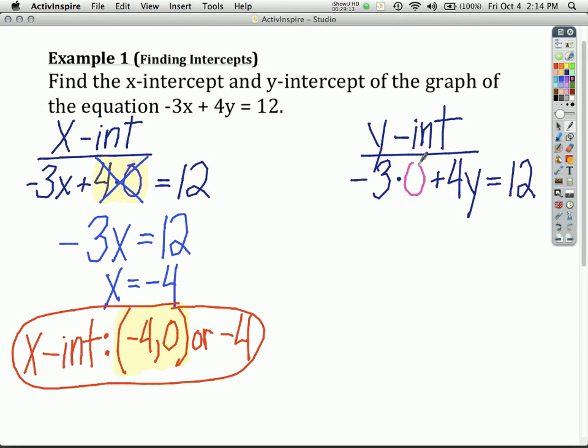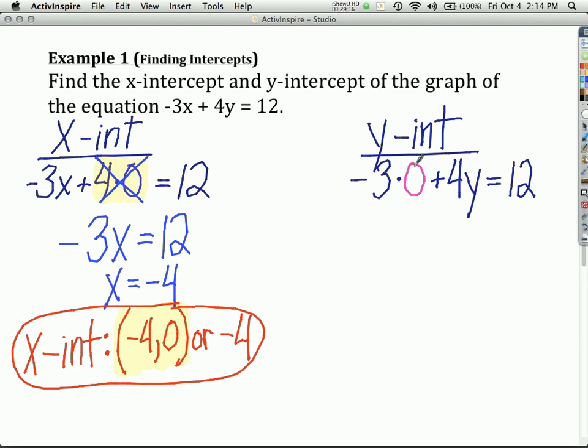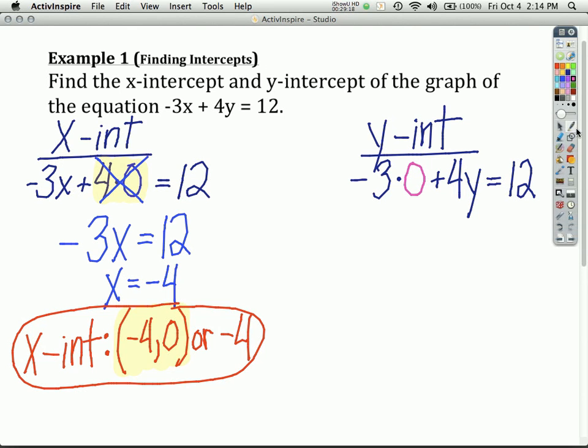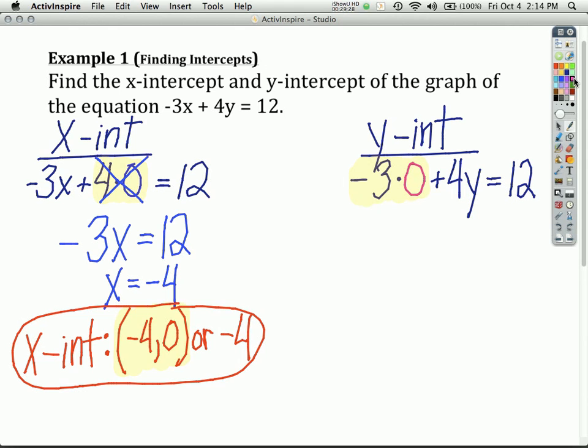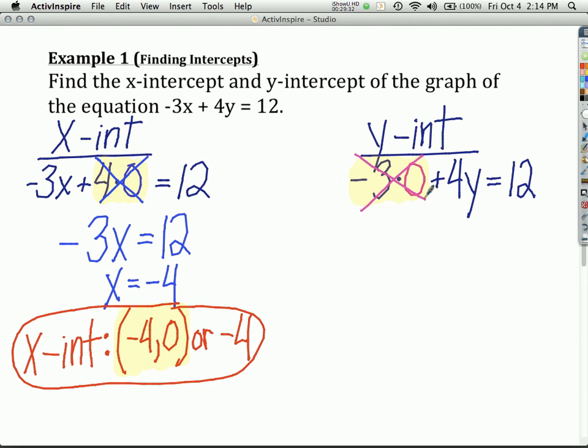And so now this is 0. What is going to happen to this expression? What's going to happen to that? Tristan? It's going to disappear. So as you get better and better at this, you will start to see that there's a pattern here. And these equations, when you're trying to find the intercepts, become really easy.